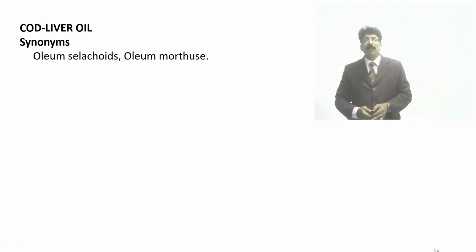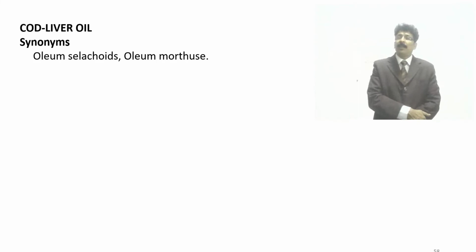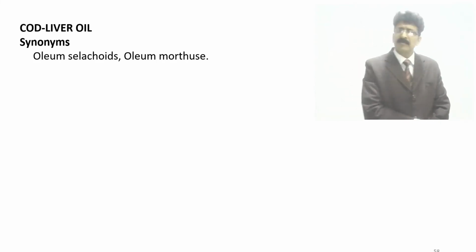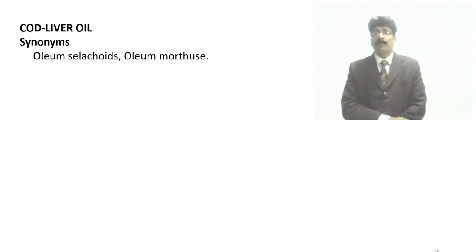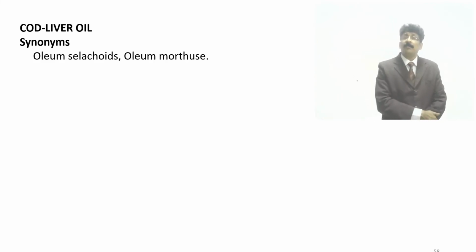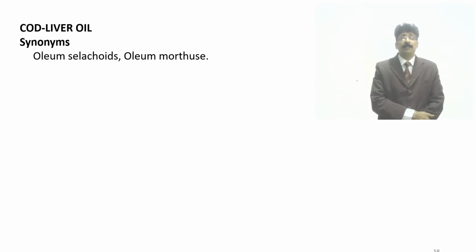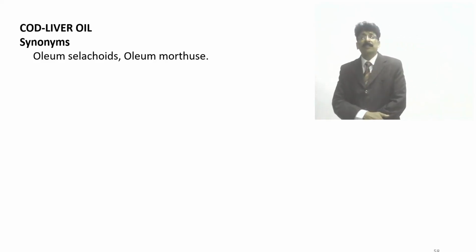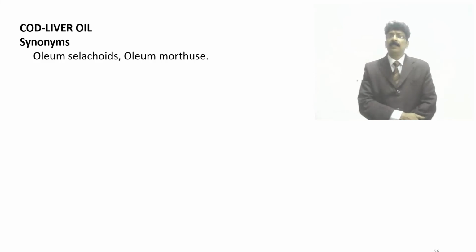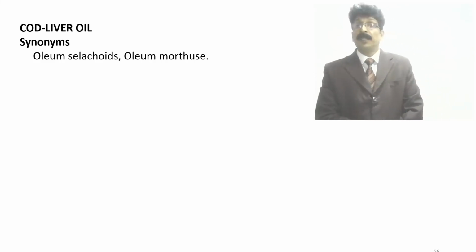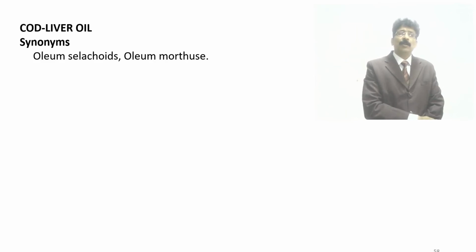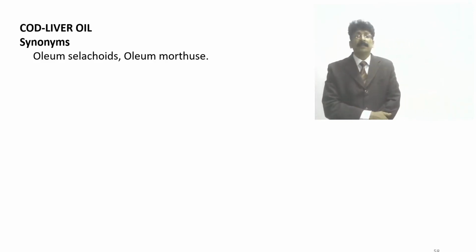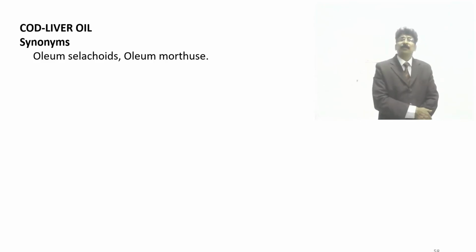Cod liver oil, vitamin A and D capsules, is very important for children. For vitamin A and D, we depend on this cod liver oil, and it is also very nutrient. Synonyms: oleum jecoris, oleum morrhuae. So these are two synonyms for cod liver oil.